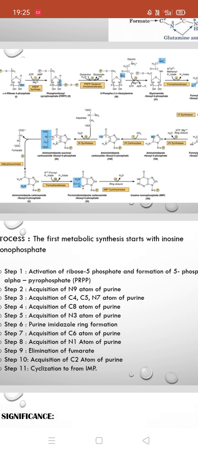Step second, acquisition of the N9 atom of purine. The pyrophosphate at C1 of 5-phosphoribosyl alpha-pyrophosphate is replaced by the amide nitrogen group of glutamine and forms 5-phosphoribosyl 1-amine with the help of the amidophosphoribosyl transferase enzyme. This formation step is known as the committed step. The reaction contributes the N9 atom of purine from glutamine.